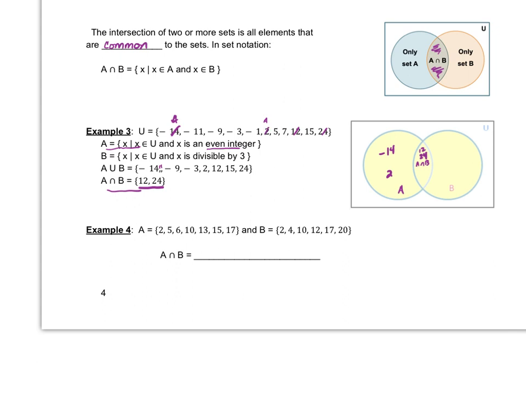And the set B are going to be divisible by 3. So looking here, I have 15 is divisible by 3. I can use that. -3 is divisible by 3. And I believe that's it.